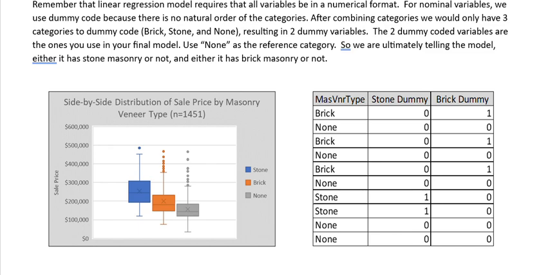Okay, so how does the model know that it doesn't have masonry veneer at all? Well, if you look at this, the model would encounter a 0 for stone dummy, it would encounter a 0 for brick dummy, and so this combination of 2 zeros would indicate that there was no masonry veneer. So a 0 and a 1 indicates brick, a 1 and a 0 indicates stone, a 0 and a 0 indicates none. So that's why we only need these 2 categories.